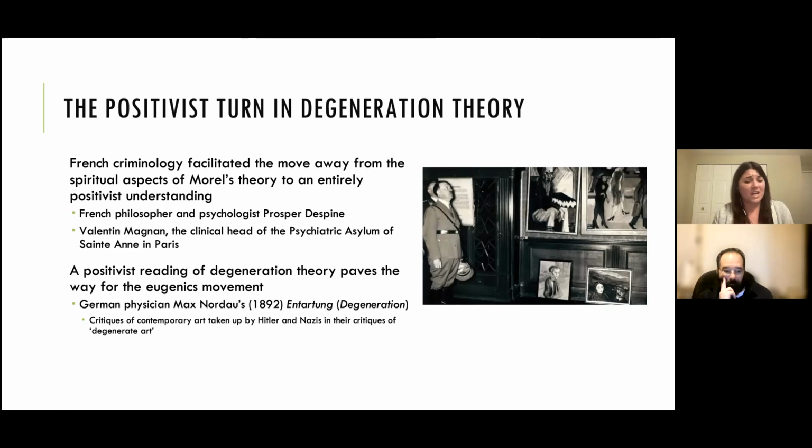And interestingly, despite being Jewish and trying to label anti-Semitism as a form of degeneracy, Nordau's positivist conceptualization of degeneracy and critiques of contemporary art are taken up by Hitler and the Nazis in their attacks on degenerate art, which culminates in the Nazis' 1937 Degenerate Art exhibition, where featured works of modern art were confiscated and put on display by the Nazis.